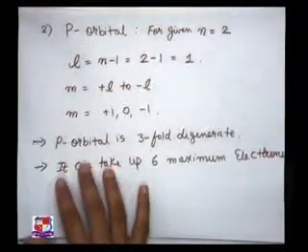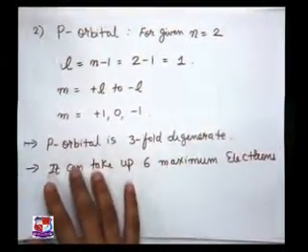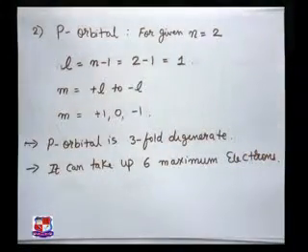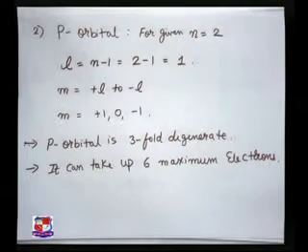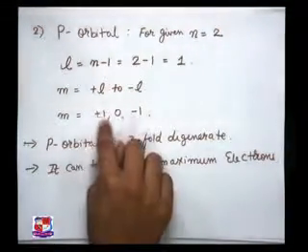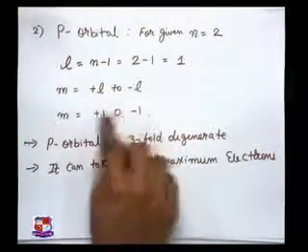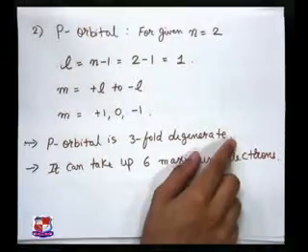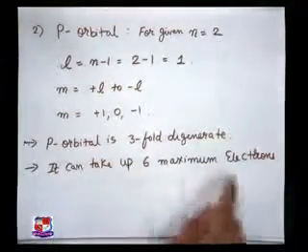For the case of the p orbital, the n value, the principal quantum number, is 2. So the l value will come out to 2 minus 1, that is 1, and m will take values from plus l to minus l. So m will be equal to plus 1, 0 and minus 1. It means your p orbital is 3-fold degenerate, so it can take up a maximum of 6 electrons.